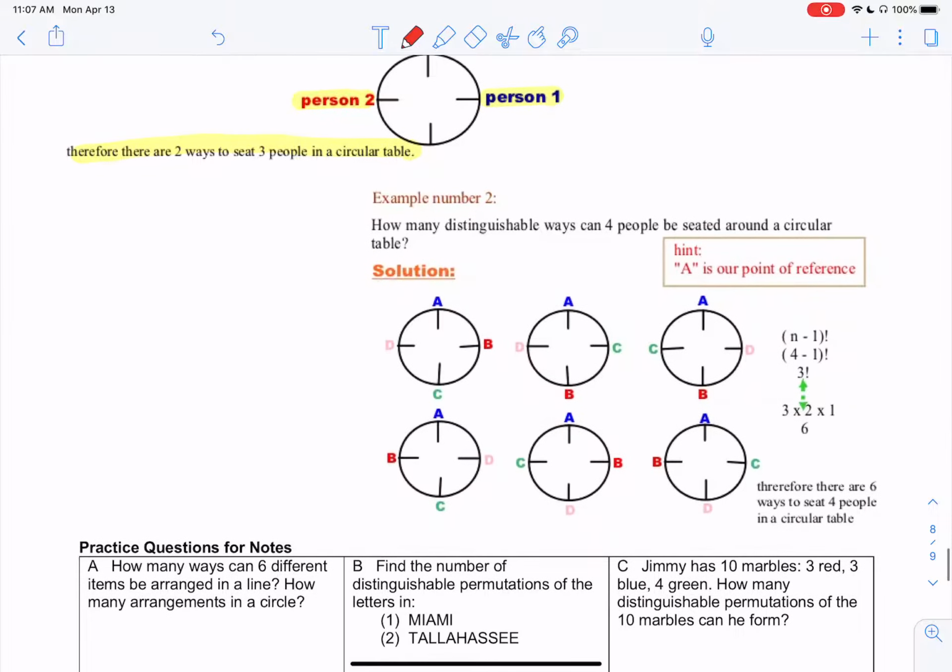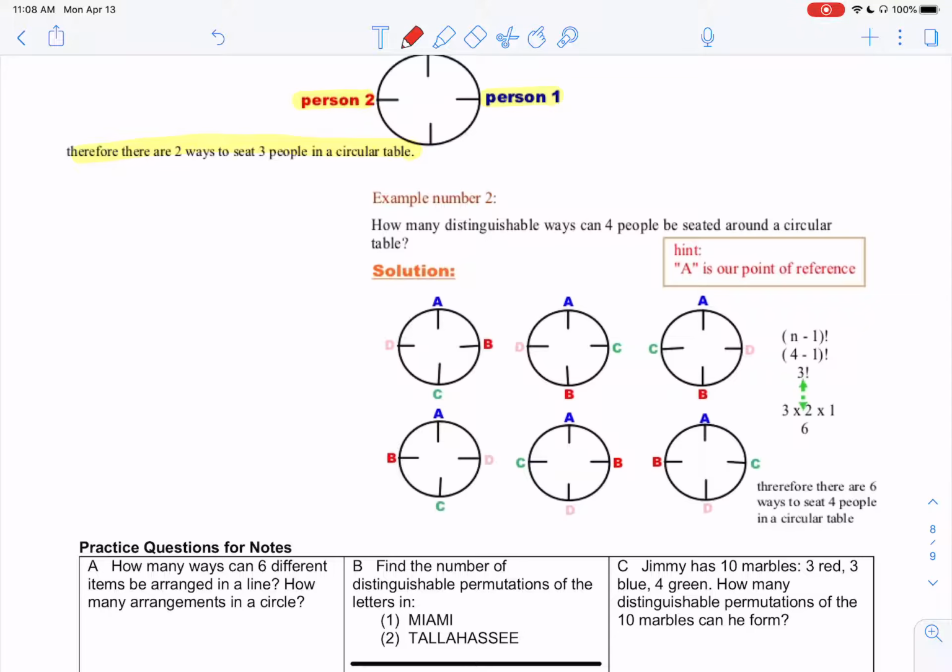Here we have example 2. How many distinguishable ways can 4 people be seated around a circular table? And we again can draw this out to determine there are 6 different table setups that would allow for a different way of those people seated around a table. Now notice we don't talk about if they were rotated as being a distinguishable table setting. All of these examples here show A sitting at the north point of the table and then just rearranging B, C, and D in different spots.